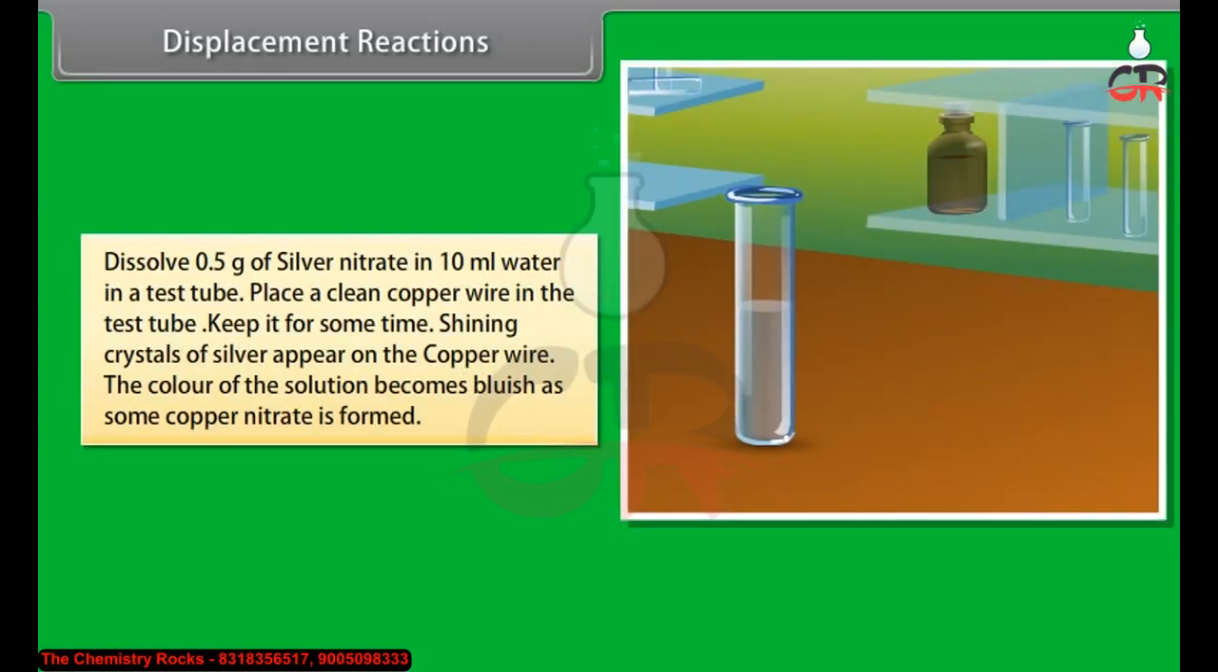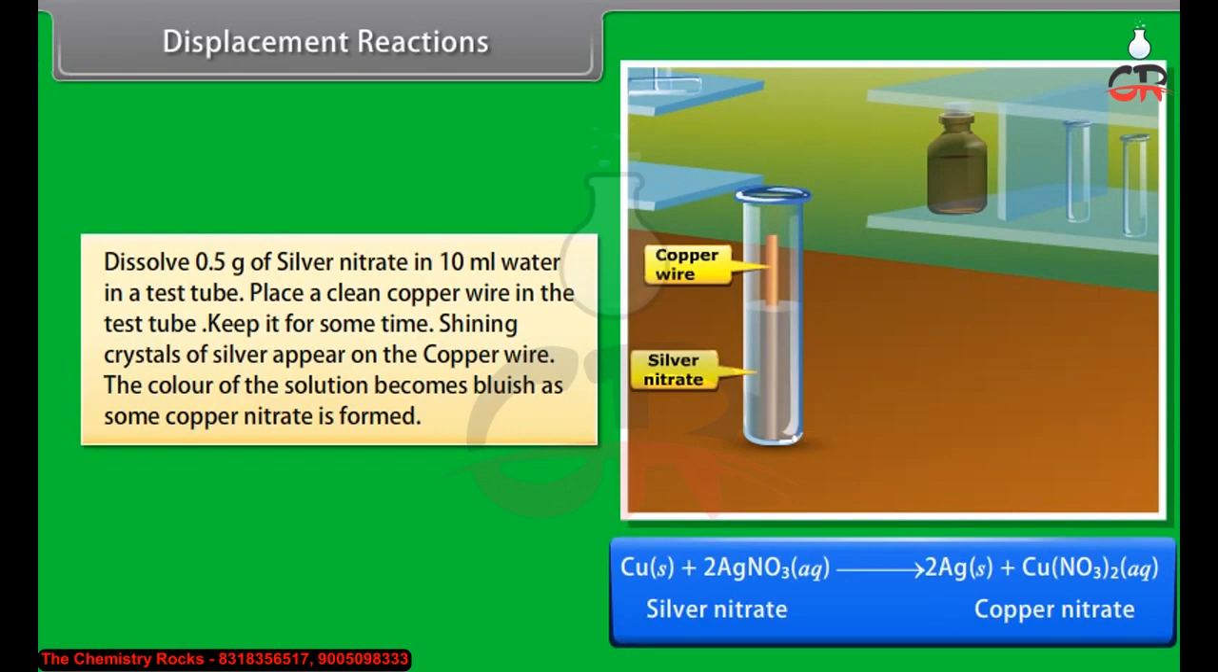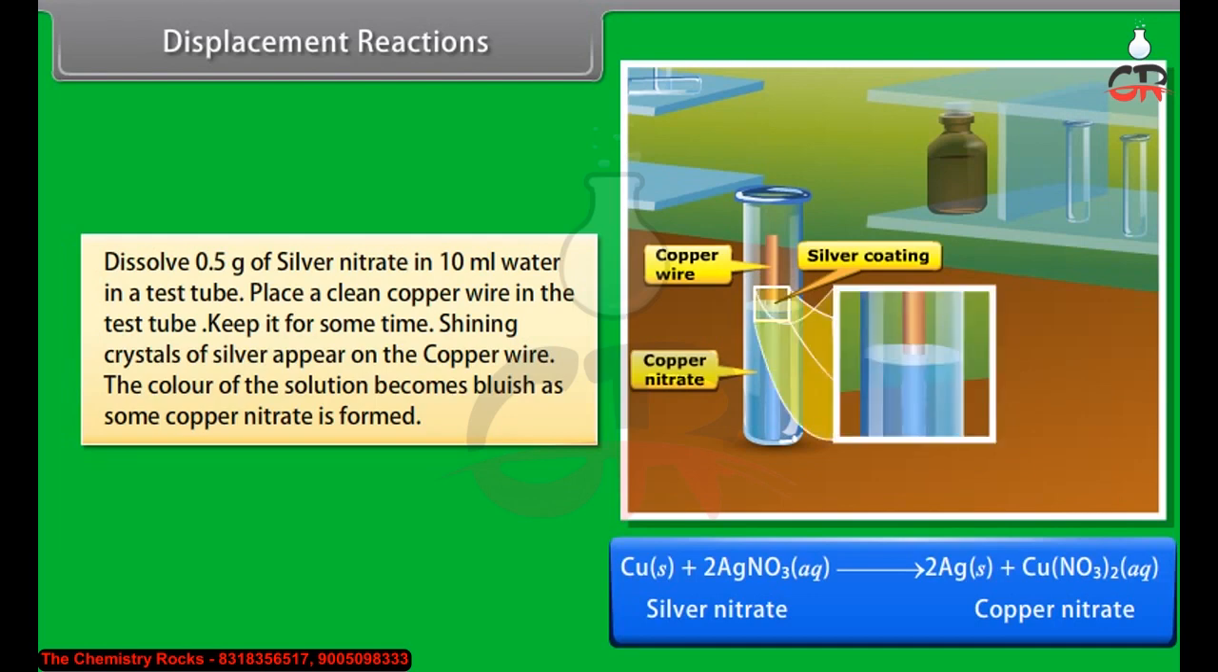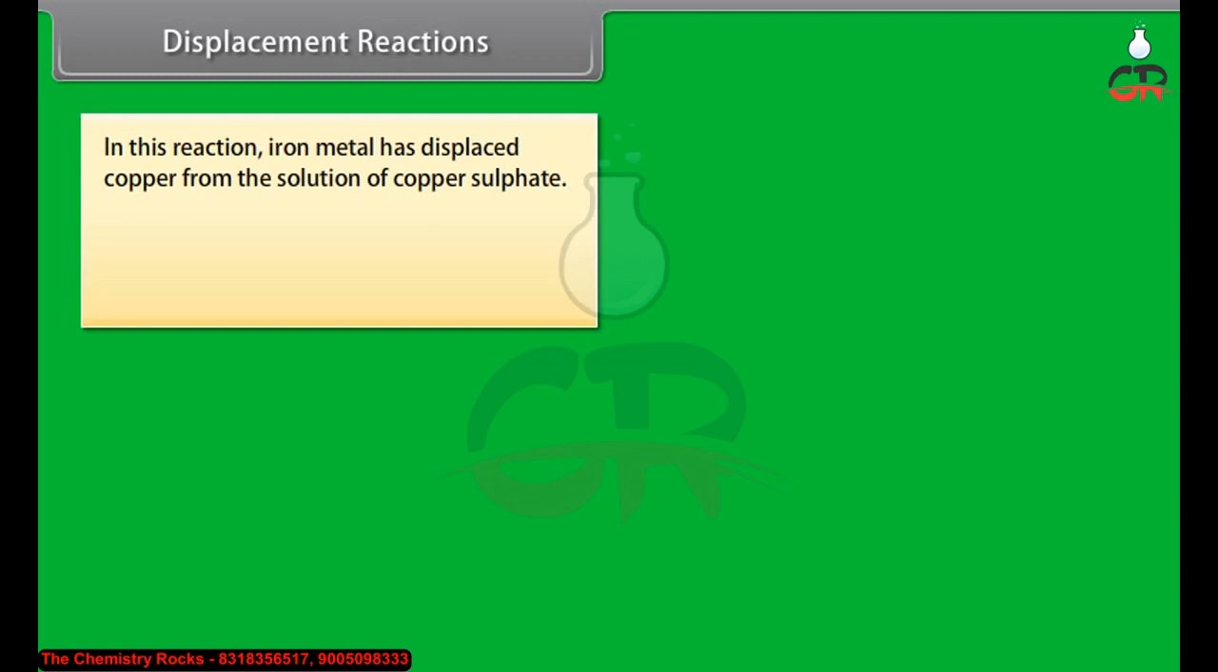Dissolve 0.5 gram of silver nitrate in 10 ml water in a test tube. Place a clean copper wire in the test tube. Keep it for some time. Shining crystals of silver appear on the copper wire. The color of the solution becomes bluish as some copper nitrate is formed. In this reaction, copper metal has displaced silver from the solution of silver nitrate.